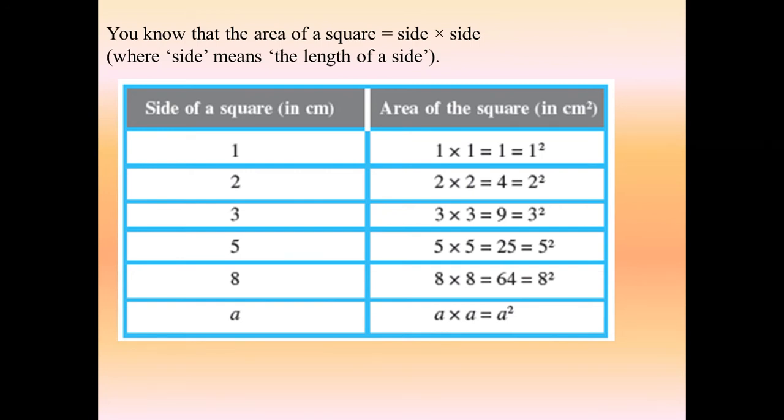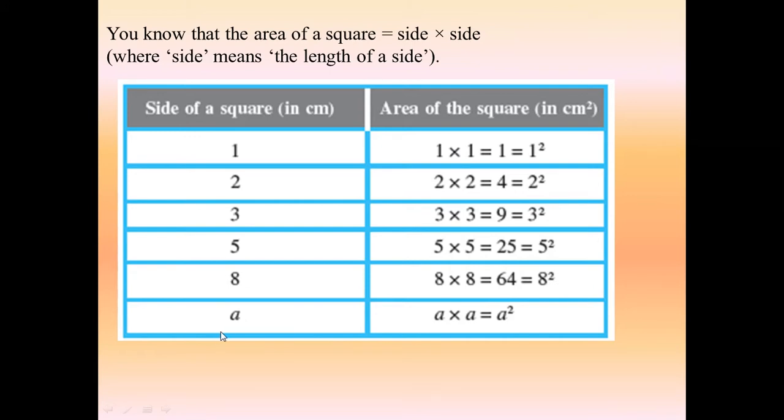Like if the side is 1 centimeter, then what is the area of the square? 1 into 1, that is 1 square centimeter. If the side is 2 centimeters, then the area of the square is 2 into 2, that is 4. If the side is 3, then the area of the square is 9. Similarly, for side 5, it is 25. For 8, it is 64.